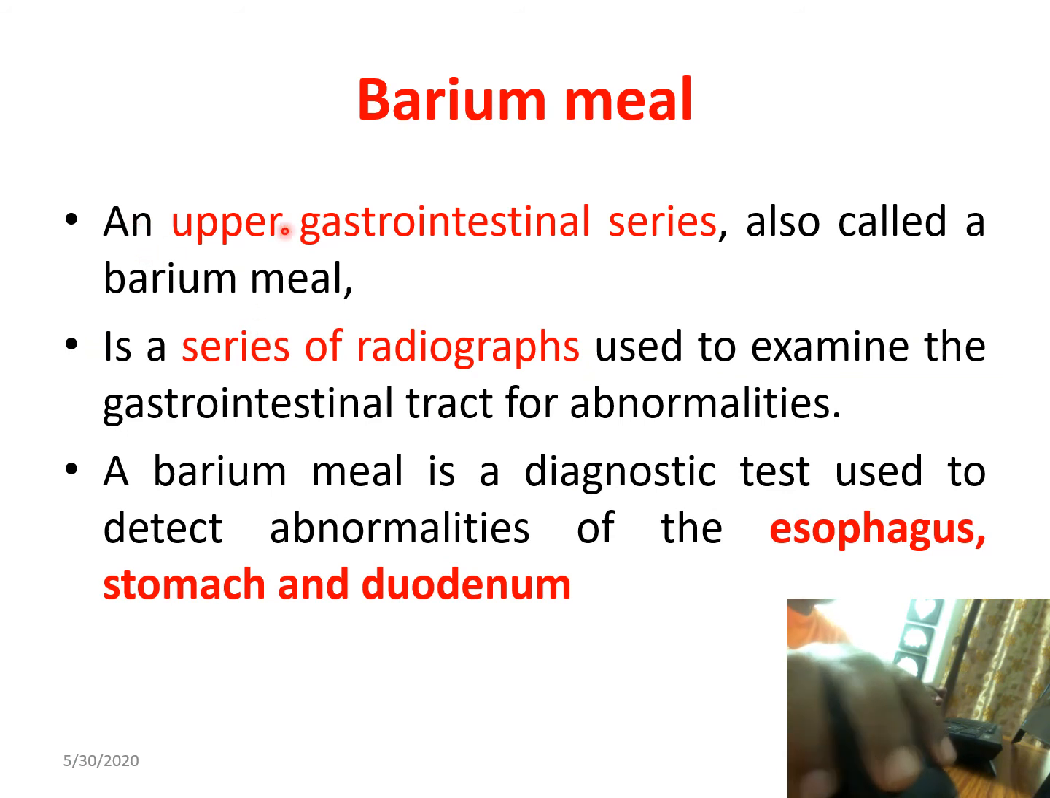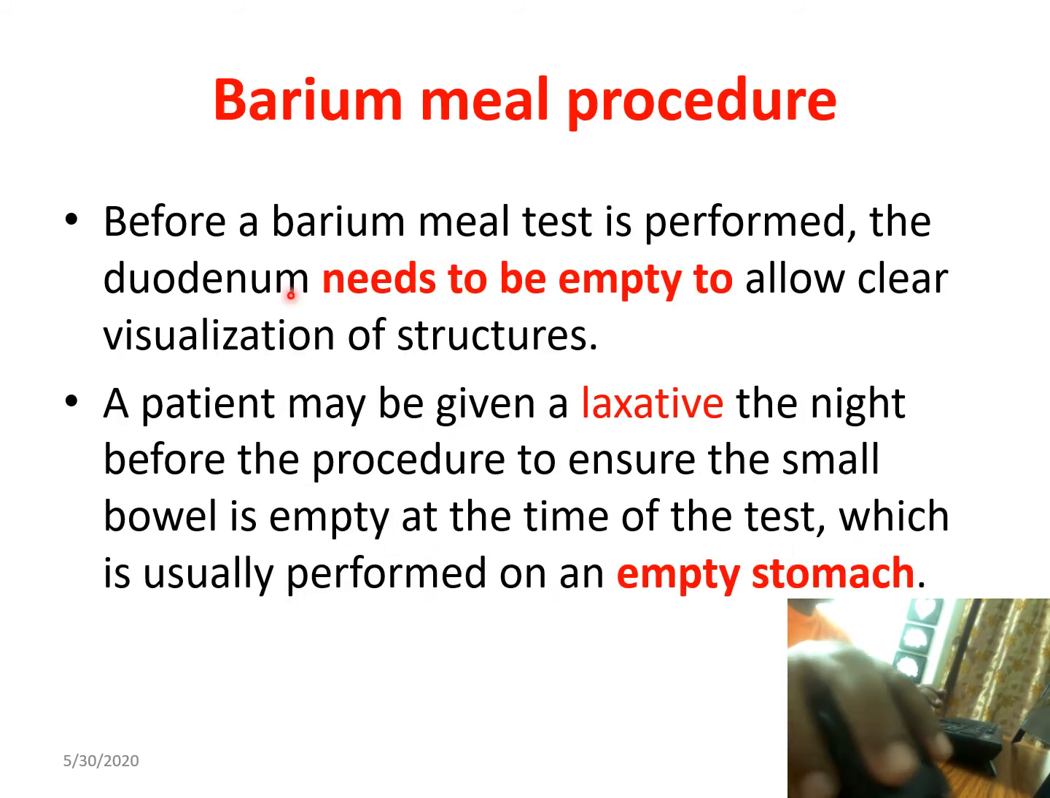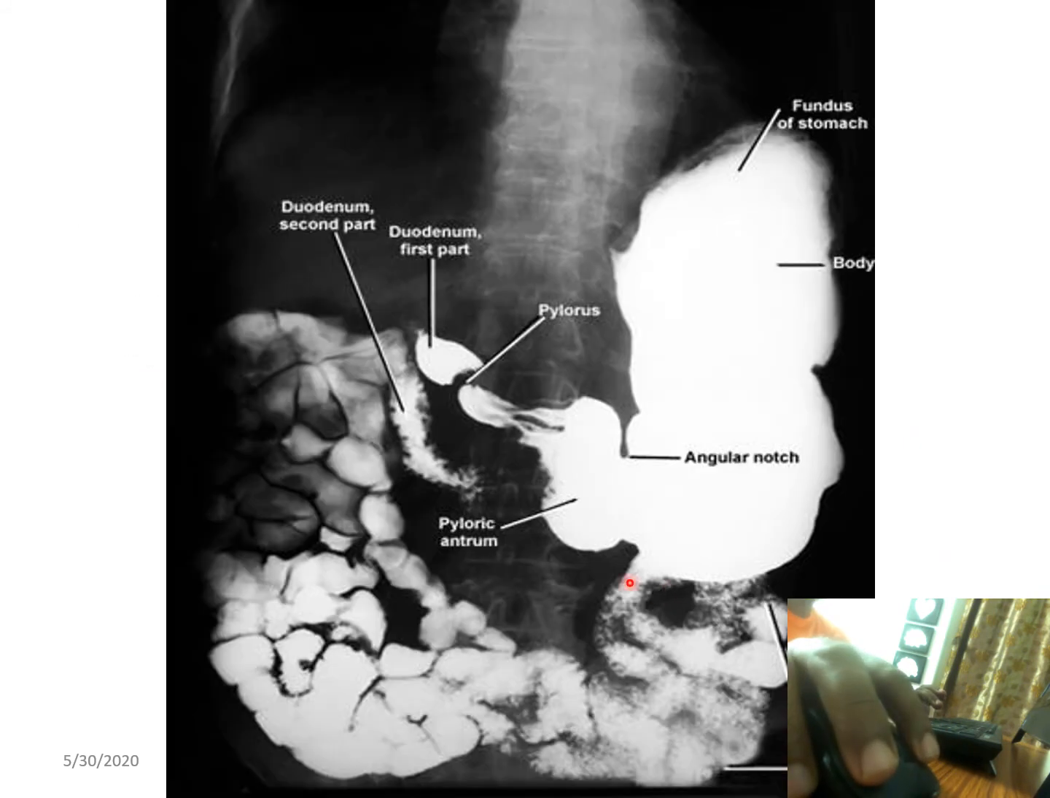Barium meal, an upper gastrointestinal series, also called a barium meal. The radiologist takes a series of radiographs to see the upper GI tract abnormalities, mostly in the esophagus, stomach, and duodenum. So what is the procedure? The patient should take a laxative and be on an empty stomach, and to clearly visualize the structures, the patient has to do the pre-preparation before the procedure.